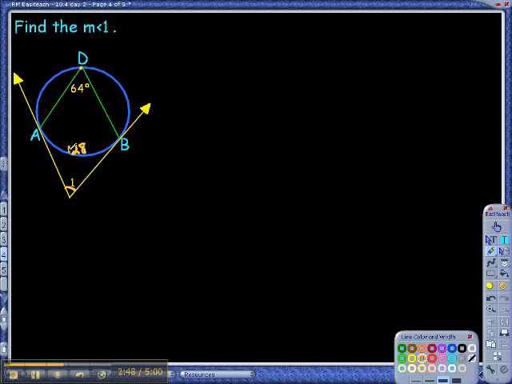Now, if you look at these two arcs together, this 128 as well as that larger arc that you see out here, notice because these are both tangents, those two arcs together form the whole 360-degree circle. So if you take your 360 minus the 128, that's where you could find the measure of arc ADB, which would be 232. Now, once I know that this is a 232-degree arc and this is a 128-degree arc, now I can find the measure of angle 1.